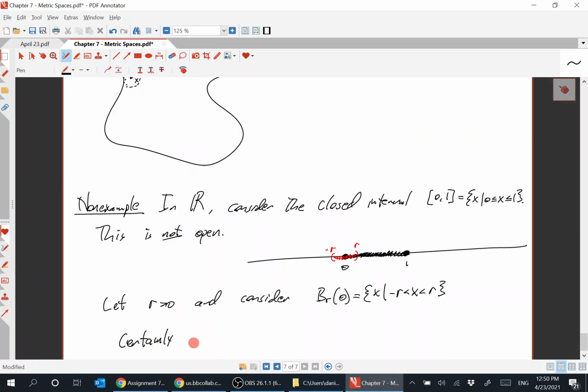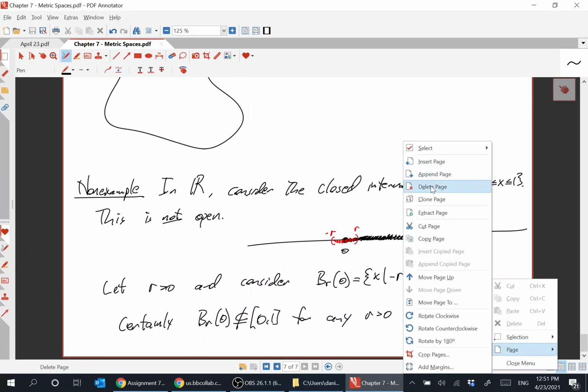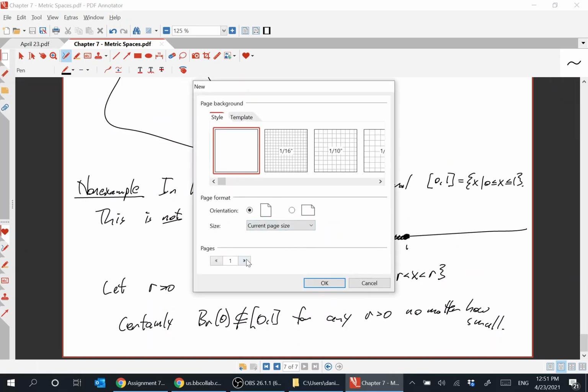So certainly the ball of radius r around 0 is not a subset of the interval from 0 to 1 for any r bigger than 0, no matter how small. So that's not an open set. Hence the reason it's called closed in a calculus type setting, or when you're just talking about the real numbers on their own, like you did in calculus.